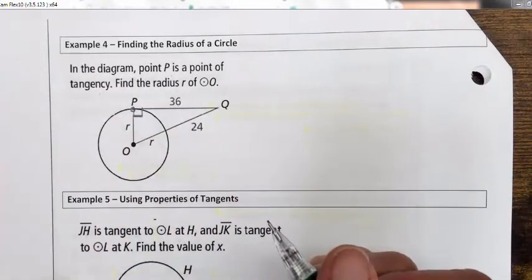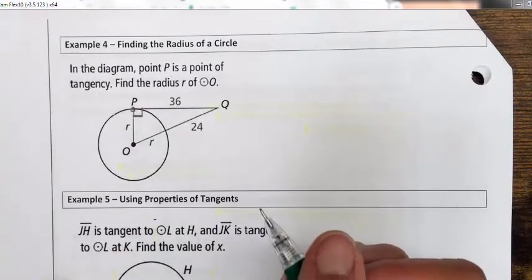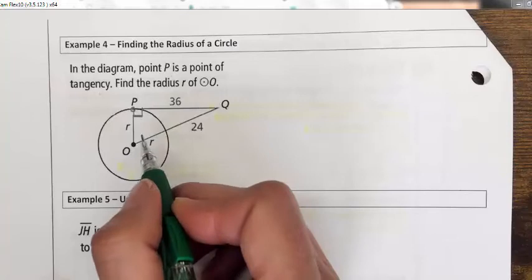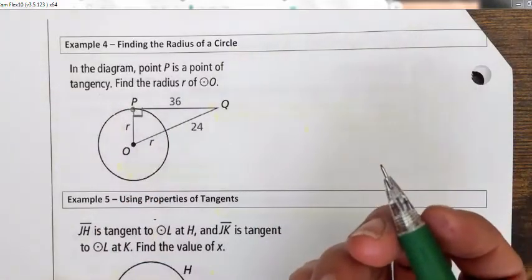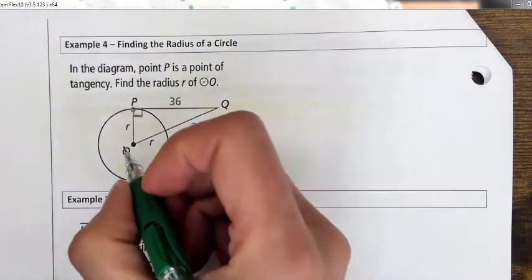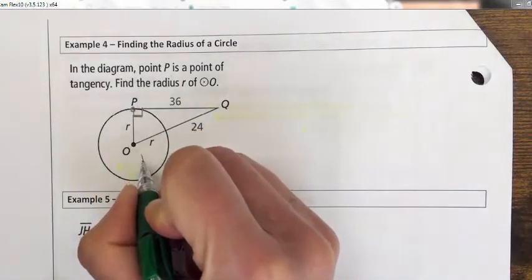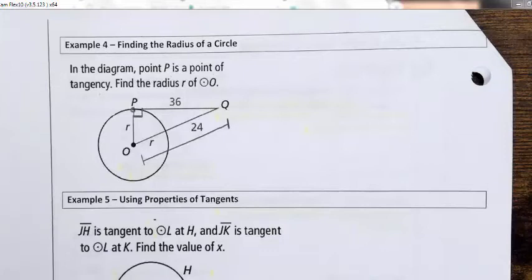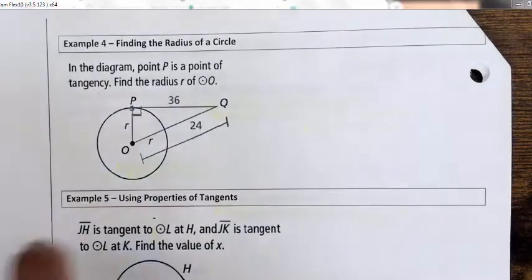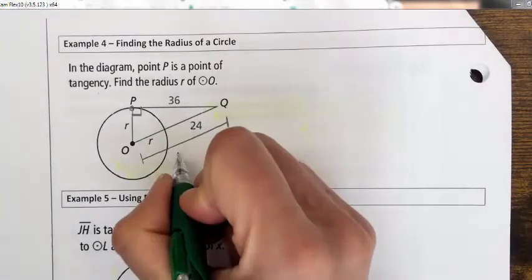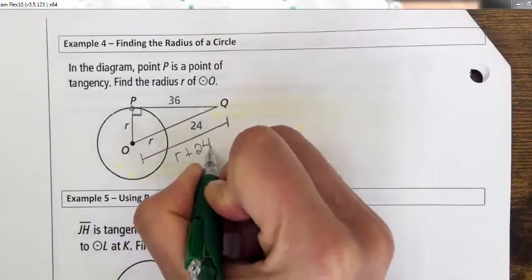So we're going to find the radius of circle O. And once again, what we have here is a right triangle. So we can basically use the Pythagorean Theorem to figure out what R is. Now, the trick on this one is, what is the length from O to Q? That's the trick. So what do you guys think? The length from O to Q is R, whatever that is, plus 24. So R plus 24.